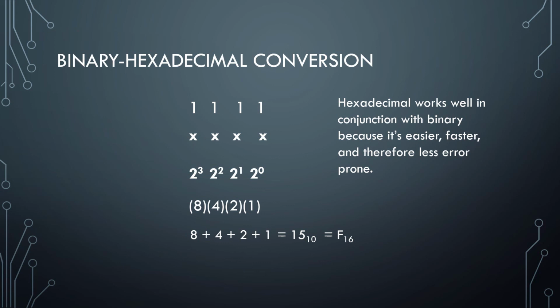Again, remember that the computer can only read a high or a low. That's why we use binary. But as an intermediate number system, hexadecimal is great because it's a lot easier to use. It takes up less space, so it's faster, and you're less likely to make errors.